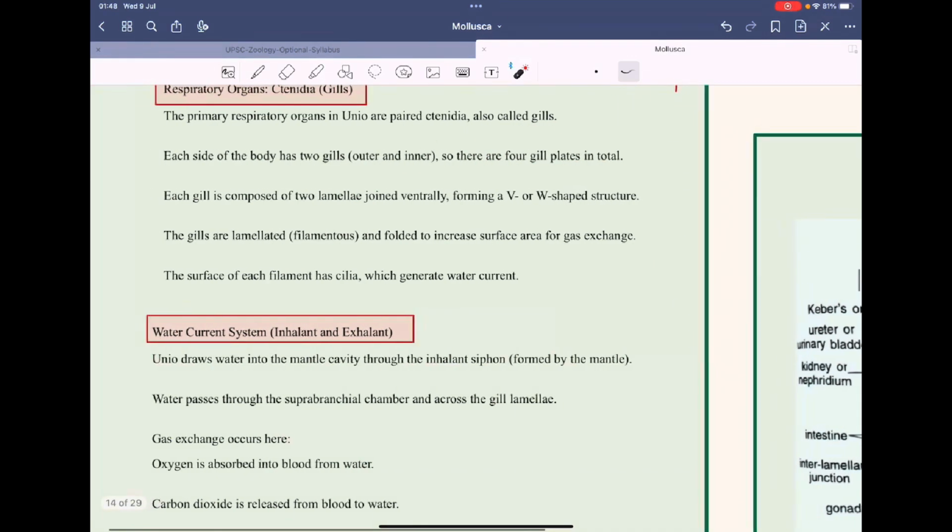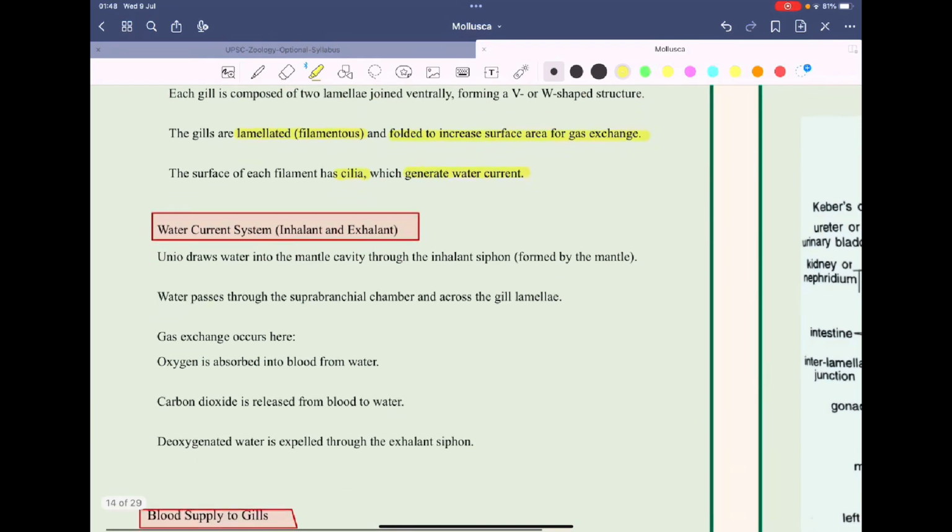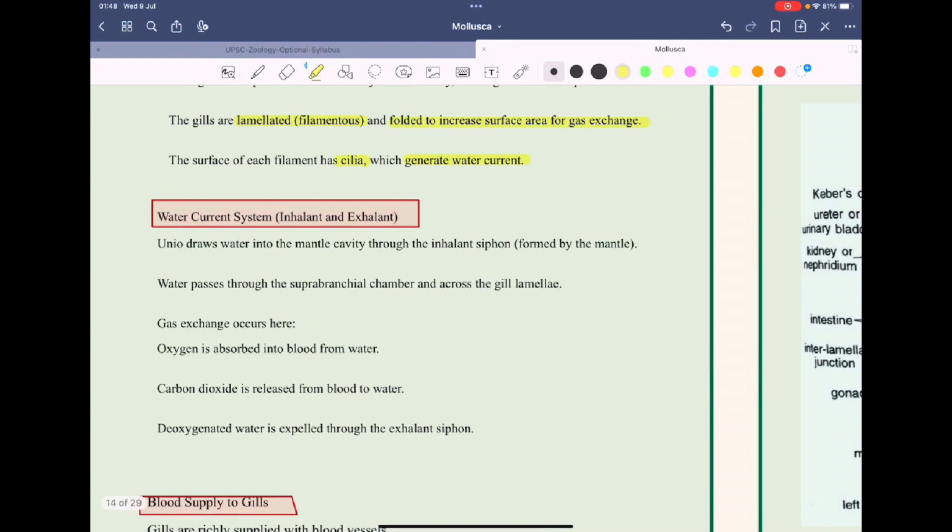These gills have two lamellae and they are joined ventrally to form a V or W shaped structure, and these are lamellated or filamentous. They are in this pattern in order to increase the surface area. The surface of each filament has cilia which generate the water currents. The Unio draws the water into the mantle cavity through the inhalant siphon, and the water passes through the suprabranchial chamber and across the gill lamellae. So there is gaseous exchange. The oxygen is absorbed into the blood from the water.